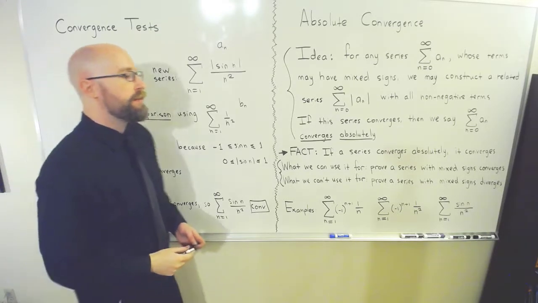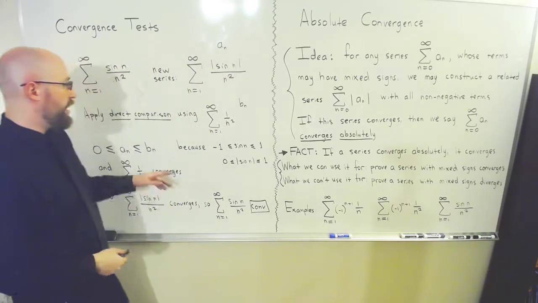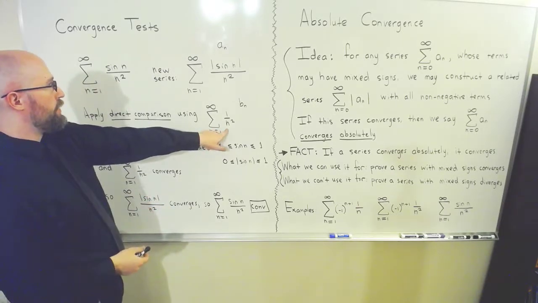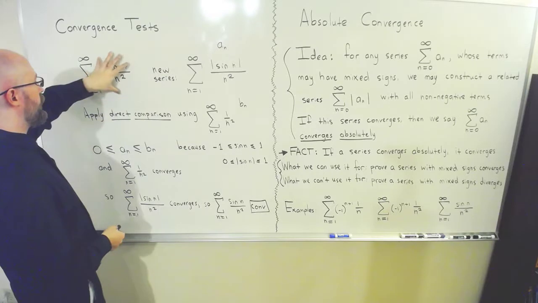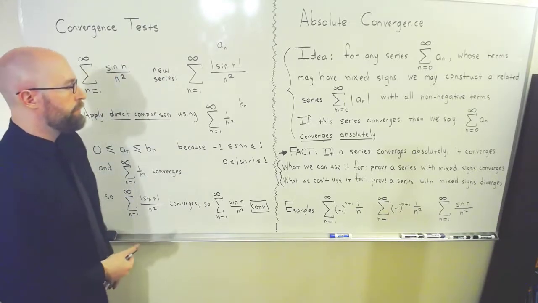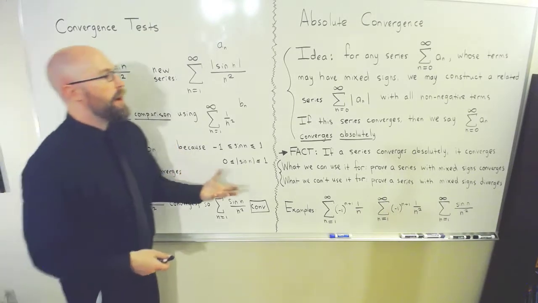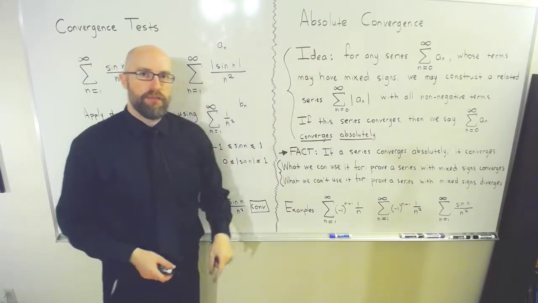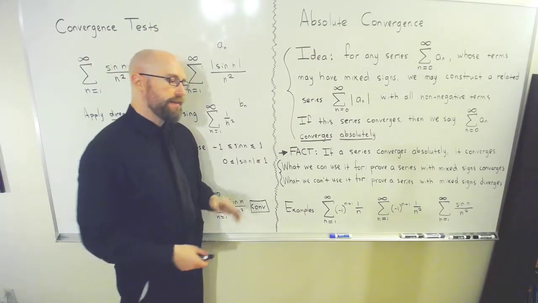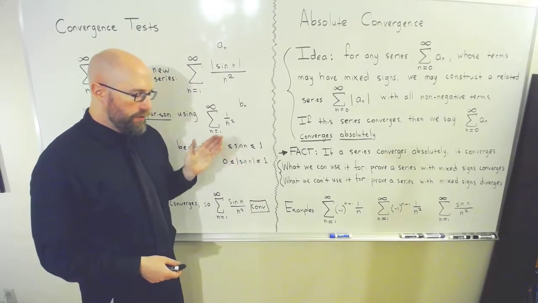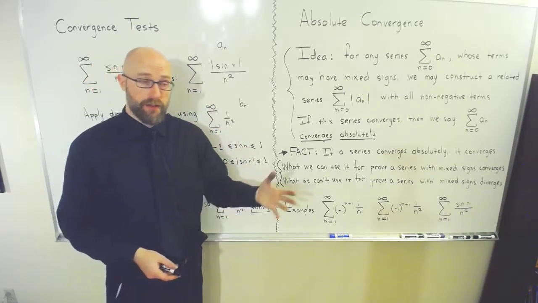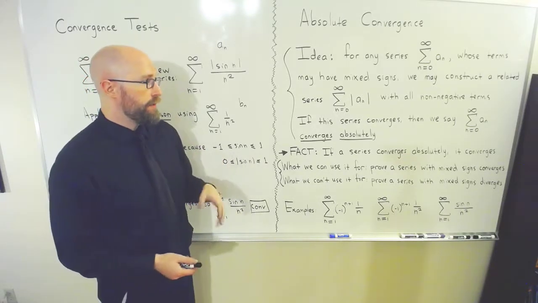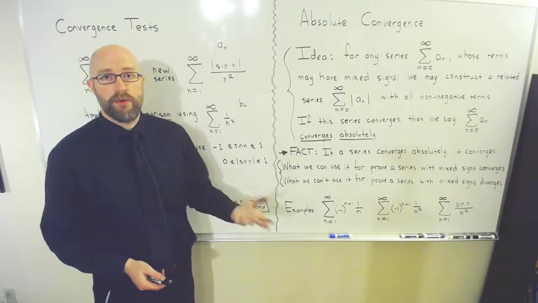But we need to have these logical links in the chain. We need to be able to work backwards from this one to this one to this one to conclude that this one converges. So hopefully this gives you some idea of the logic involved with this. Absolute convergence isn't so much an individual convergence test as it is a way to extend other convergence tests that apply only to series with non-negative terms to apply in a more general context.